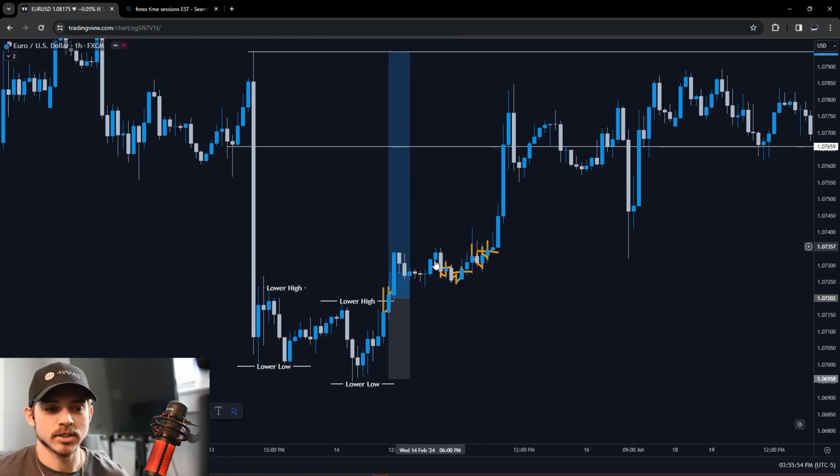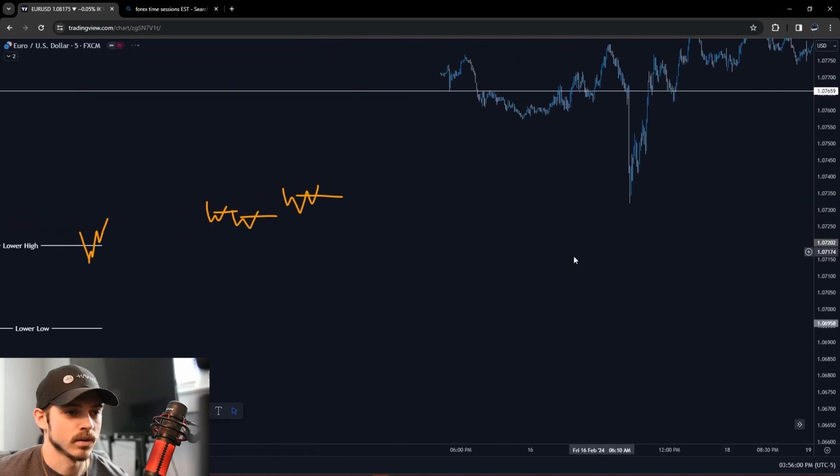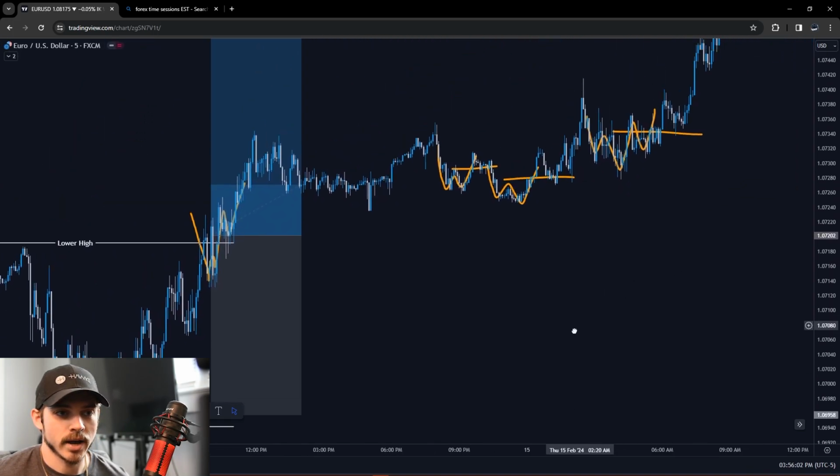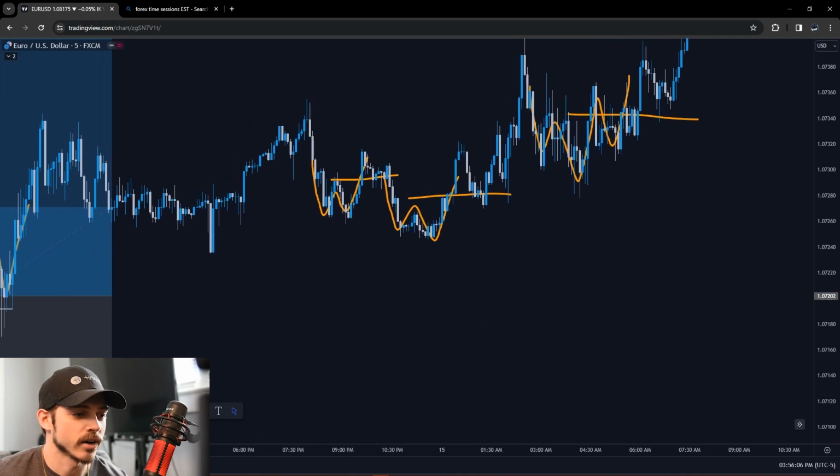So let's go ahead and let's look at our other trade opportunities so you guys can get a little more examples. So let's go ahead and look at these next two, which will be roughly the same just because they're in the same area.